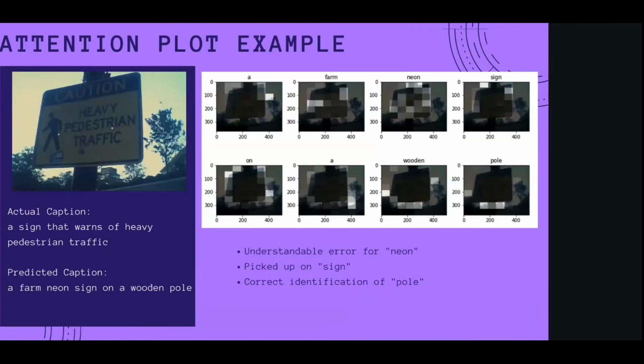Earlier, I mentioned visual attention in the decoder. While the predicted caption of a farm neon sign on a wooden pole is not great, take a look at the word neon on the attention plot. You can see the visual attention lights just light up around the yellow portion of the sign. So when you look at the attention plot, it helps you visualize why the model might have predicted certain words, even if you or I can tell that it's not a neon sign.